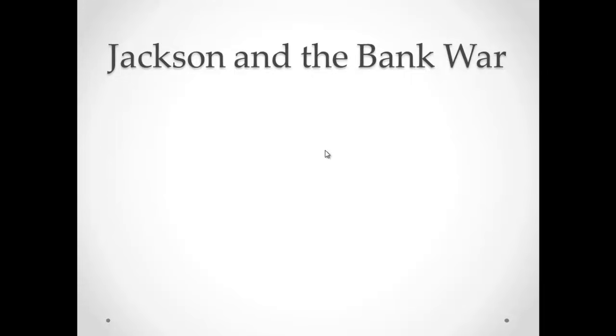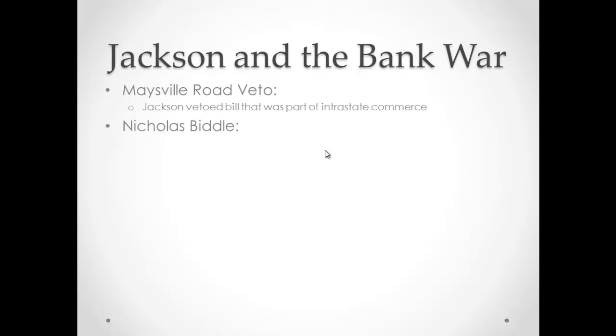So we're going to go to the Bank of the United States, the second one. Andrew Jackson hated the bus, as we know. One other thing he did was he vetoed the Maysville Road veto. Jackson vetoed this bill that was part of intrastate commerce. So again, we have this idea, who should pay for intrastate? And that means within a state. So the federal government really at this time does not spend a lot of money, or hardly any money, on projects that only benefit one state.